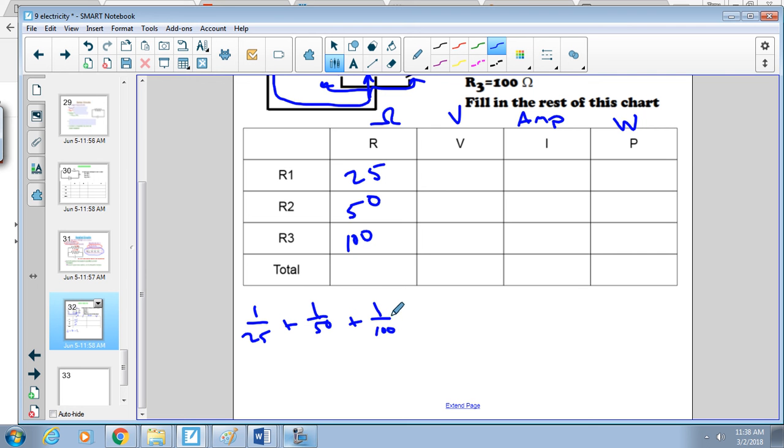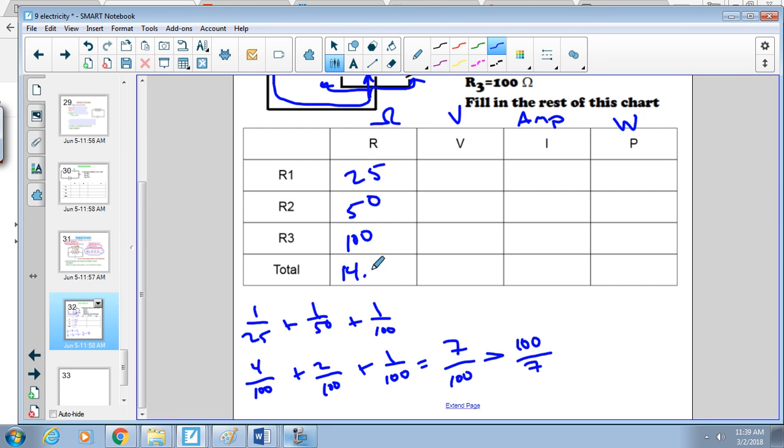All right? So there are 2 ways you can go about doing this. The first is to find the least common denominator, which in this case would be 100. So 4 over 100 plus 2 over 100 plus 1 over 100, and that would equal 7 over 100. Then you would take the reciprocal, 100 over 7, and you would come up with something around 14.28. So that's the first way.